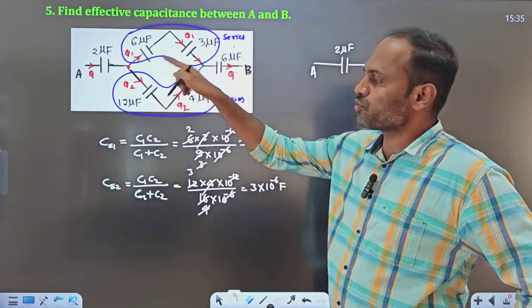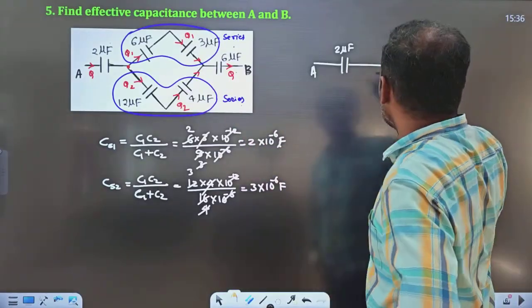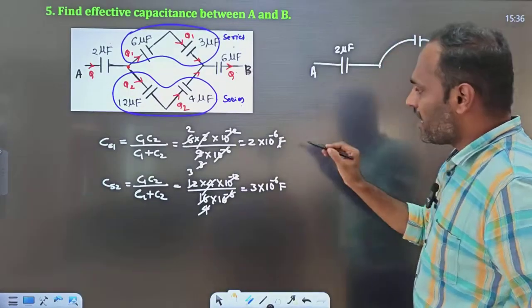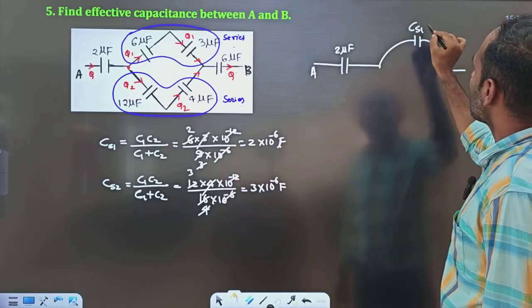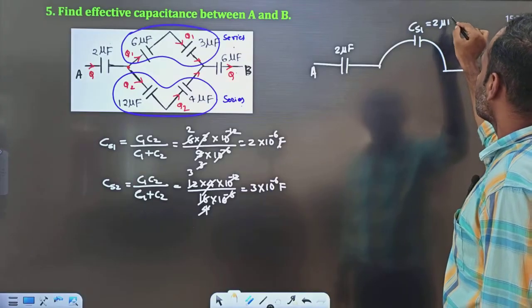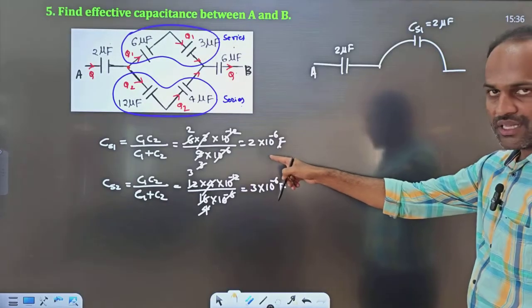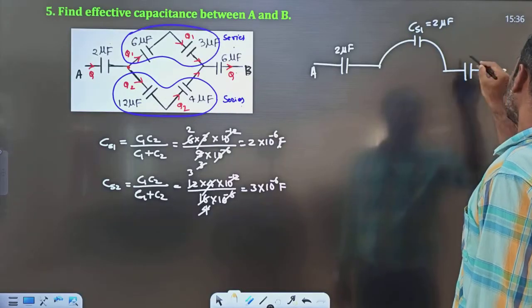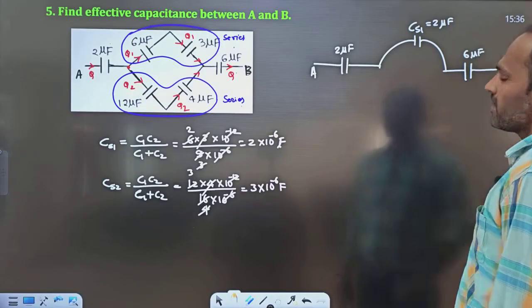These both capacitors together you take as a single capacitor. You take it as a single capacitor. Correct? And that capacitor is called CS1. Its value is 2 microfarad. Here the answer we got is 6 microfarad. Here you keep it as it is. This is point B. Okay, this is 6 microfarad.